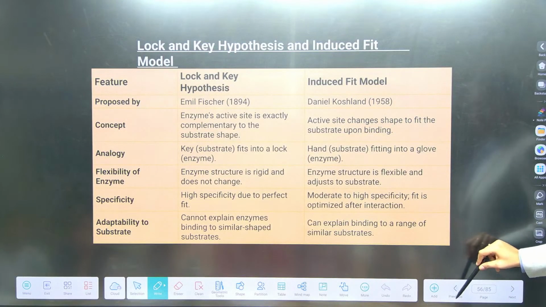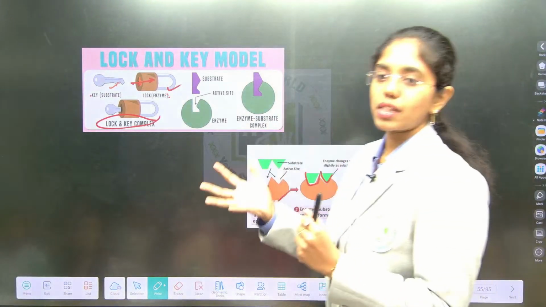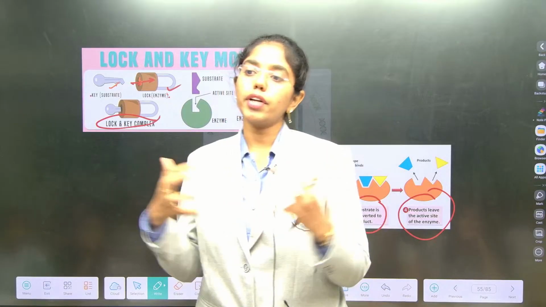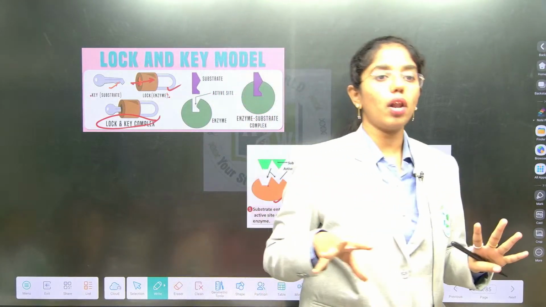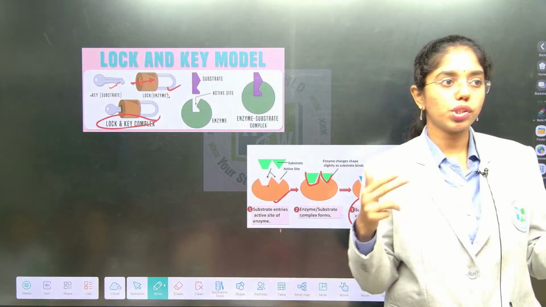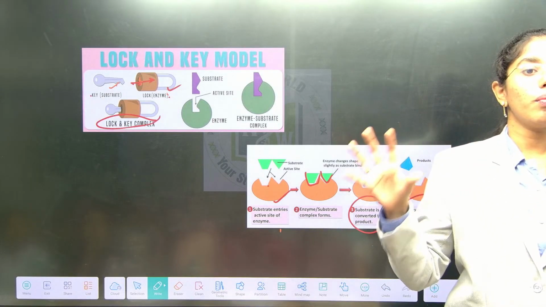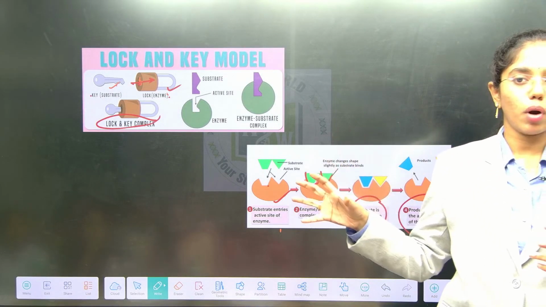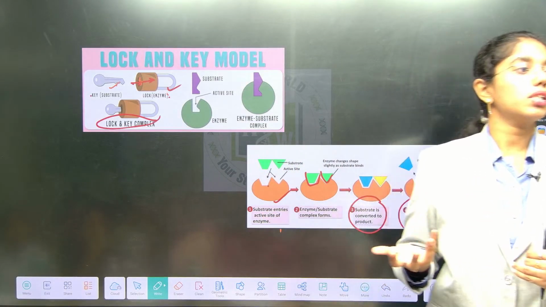The induced fit model is nothing but hands to gloves, which are flexible. Any glove you give, it will fit into the hand. So that is more applicable to biological phenomena when compared to the lock and key hypothesis, which is static and stable. This flexible induced fit model, which is proposed by Koshland, is widely accepted because it is flexible.